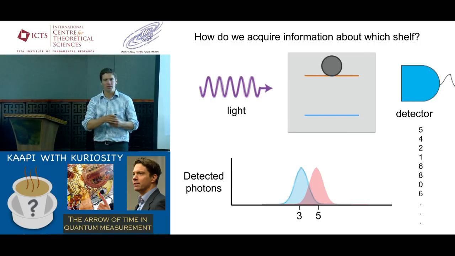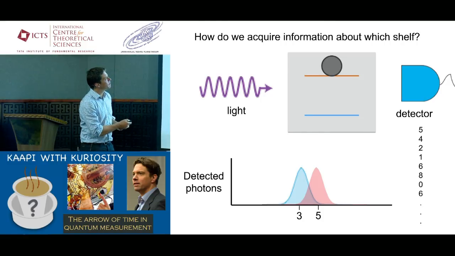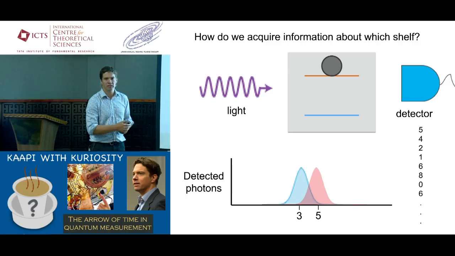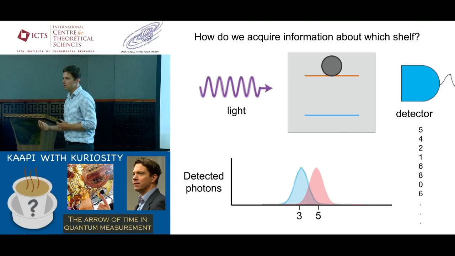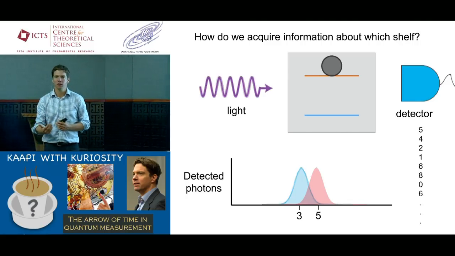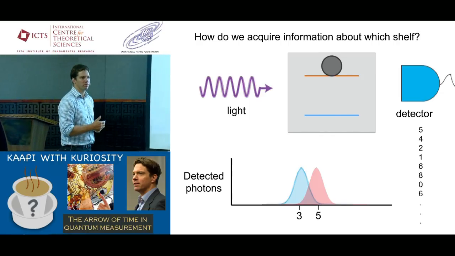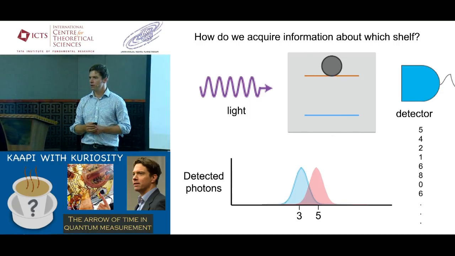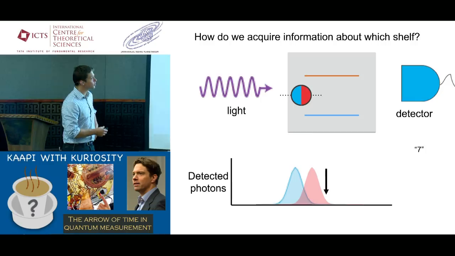Okay? So you can think that what's happening is that when the ball is on the bottom shelf, it's blocking some of the light. When it's on the top shelf, the light goes through. So that's why we're seeing more photons on average, more light coming through the box when the ball's on the top shelf. Sound good? Okay, so let's do the experiment.